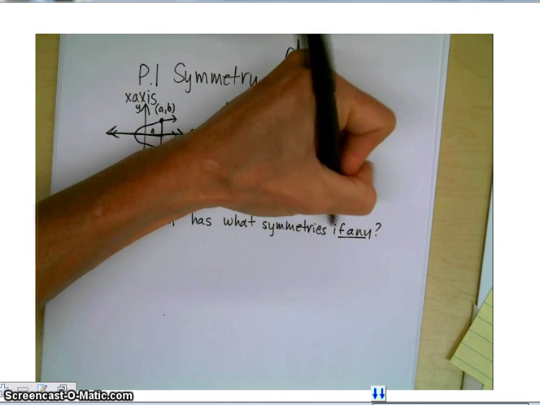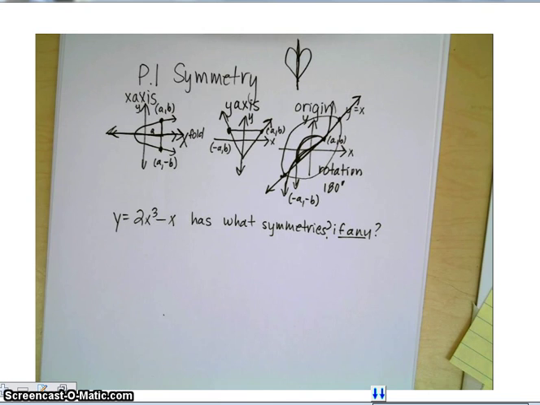Okay? You have to realize that many graphs have no symmetries. There are a lot of graphs that are not symmetric with the x-axis, y-axis, or origin. In fact, there are more that don't have symmetry than that do. Okay, just so you know. So some of your answers might be no symmetries.